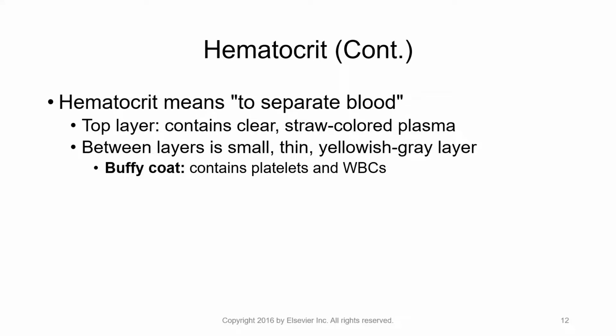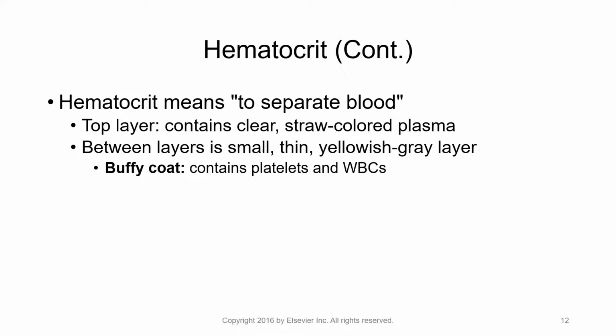The top layer of the tube would contain clear, straw-colored plasma. Plasma is going to be mostly water, more than 90% water, and other dissolved substances. Think salts, hormones, sugars, other waste products. That's in the plasma. Between the layers, you have what's called a buffy coat.